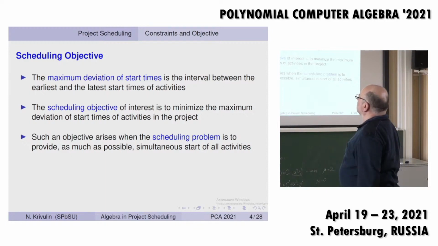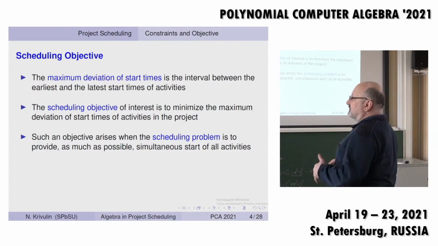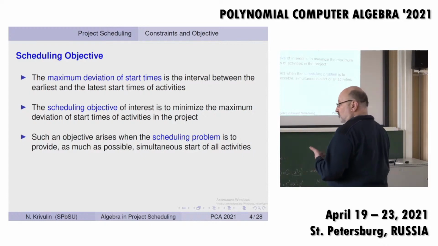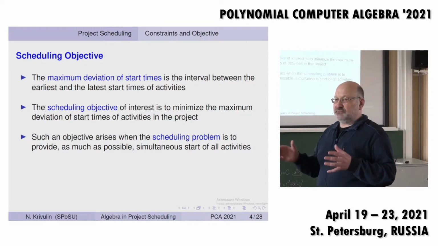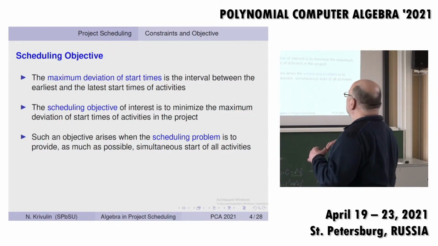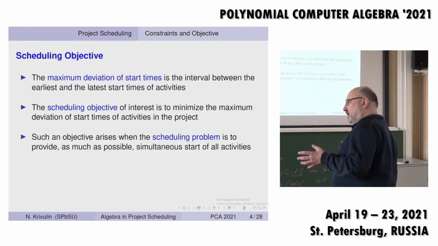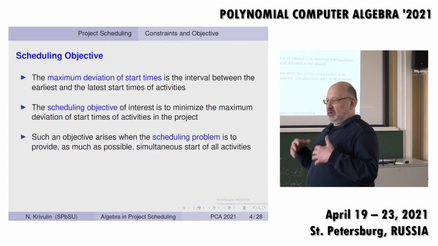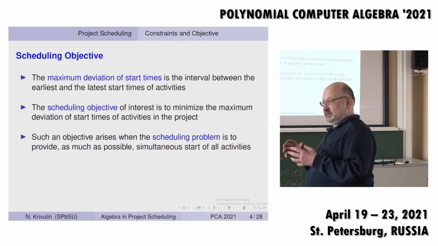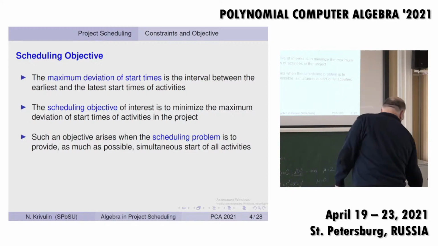Now we have to discuss the scheduling objective, the optimality criterion which we use to solve our problem. As the optimality criterion in this problem, we take the maximum deviation of start times over all activities, which we have to minimize. This problem corresponds to the situation when we try to make our activities start at a common time as far as possible.